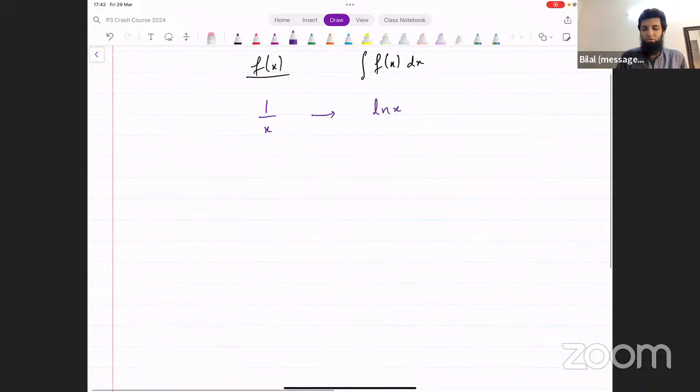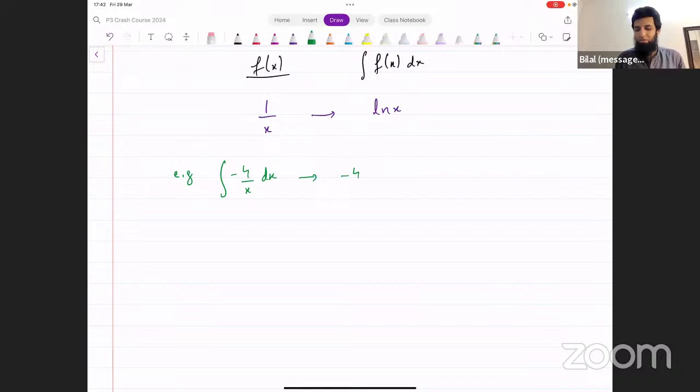This is one rule. So this could be used, for instance, if you had integral of, let's say, minus 4 over x with respect to x. If you had to integrate this, you could say minus 4 is a constant that's multiplying. You could write this outside the integral. So that it becomes minus 4 into integral of 1 over x with respect to x. 1 over x can be integrated as ln x. So it's minus 4 into ln x plus c. That's the integral that you get from this. All right.